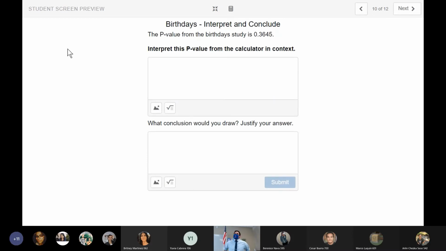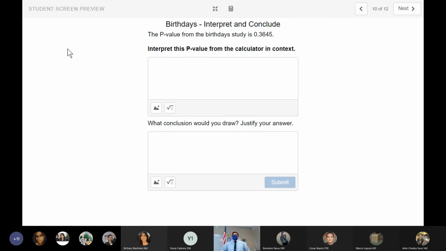All right, so now, using this is also the same context. The p-value from the birthdays study was 0.3645. We're just going to go with that one. We want to interpret this p-value from the calculator in context. Then we want to write what conclusion you would draw based on that p-value. Please justify your answer.